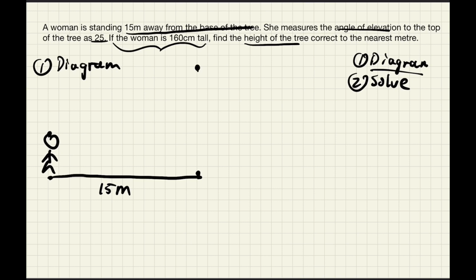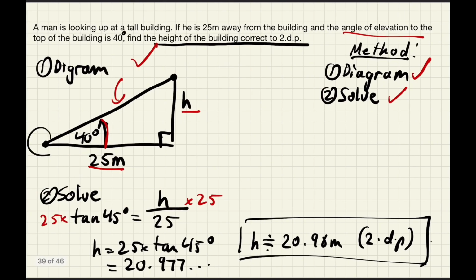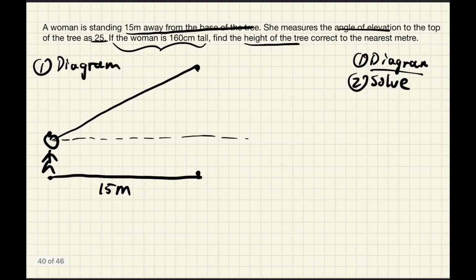Now, because we're factoring in the woman's height in this question, what we need to keep in mind is that the horizontal from which the angle of elevation is measured starts from here, from where the woman's eyes are looking at. So that's going to be our horizontal, and then our line of sight is going to be here. So it's a little bit off the ground. It's a bit different to the question we just looked at, where everything was already on the ground. Here, we're standing a bit above the ground, and we need to factor that into consideration.